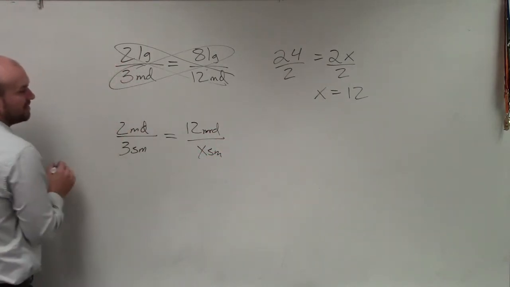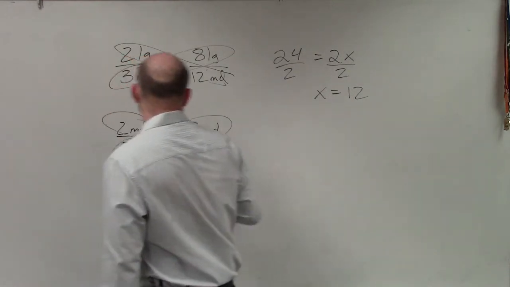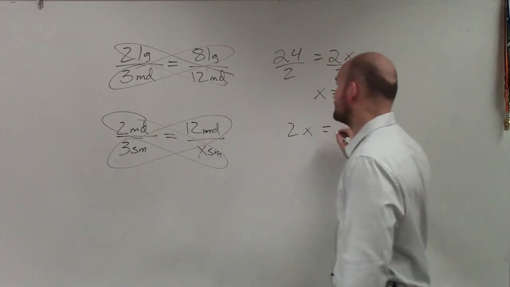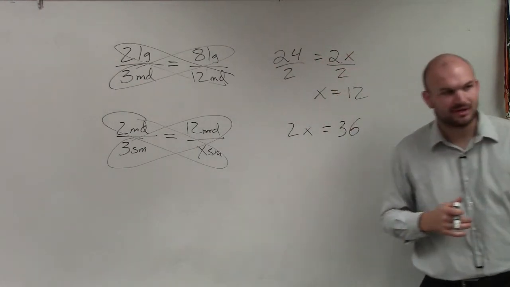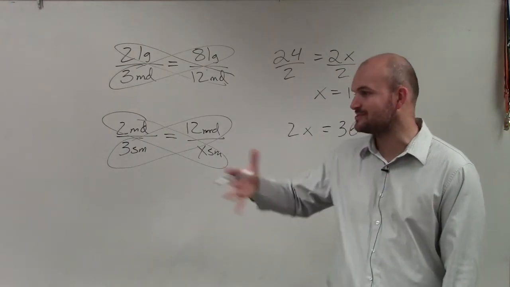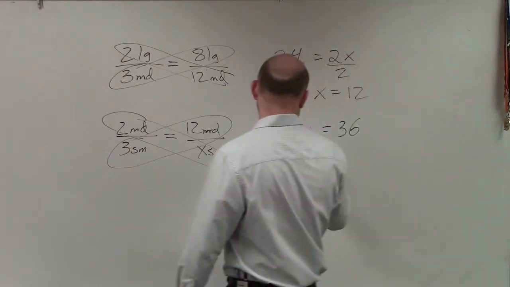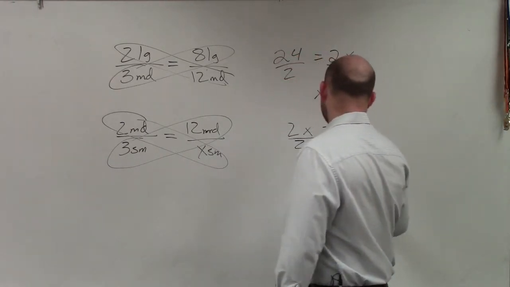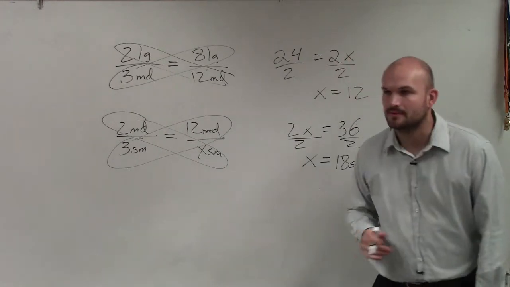And again, we apply the cross product. Again, we are applying the cross product, ladies and gentlemen, because we have a proportion, not because we are multiplying fractions. Because from your fractions test, remember, multiplying fractions, we just multiply across, right? Right? OK, good talk. So therefore, x equals 18 small beverages.